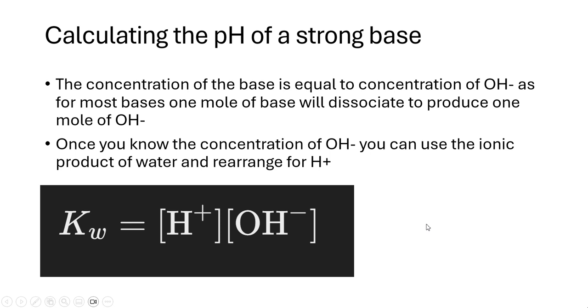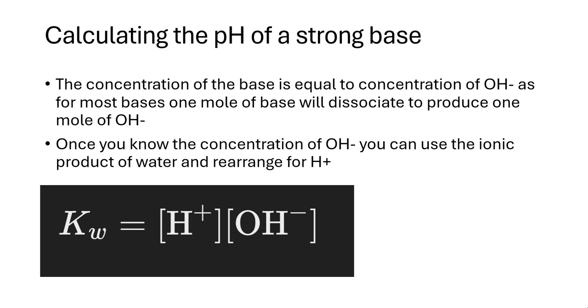Calculating the pH of a strong base, yeah? So the concentration of the base here is equal to the concentration of OH-. So again, strong bases contain that OH-. So let's look at NaOH, for example. They have that OH- and it's dissociating. So NaOH is going into Na+ and OH-. So what I can assume is that the concentration of NaOH is the same as the concentration of OH- ions, okay?